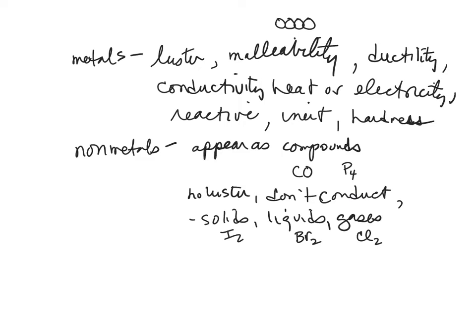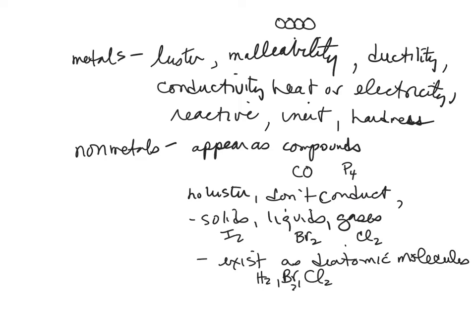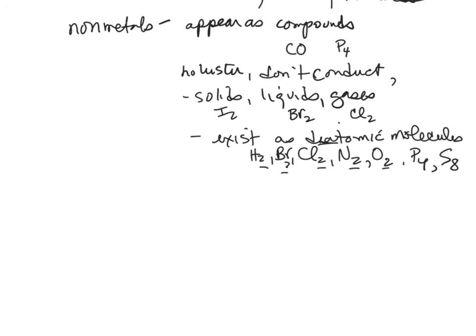So you can have the 3 different phases possible for nonmetals. Also, you can see that many of them exist as diatomic molecules, not all of them. So you can have H2, Br2, Cl2, I2, N2, O2. Then you have P4, S8. Sulfur has a ring of 8 atoms bonded together. So you see quite a bit of the diatomic though, which is the 2 right here. And they have different chemical and physical properties.